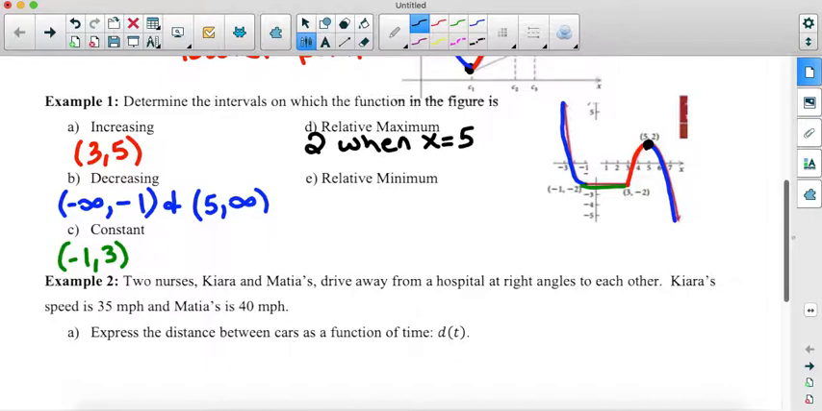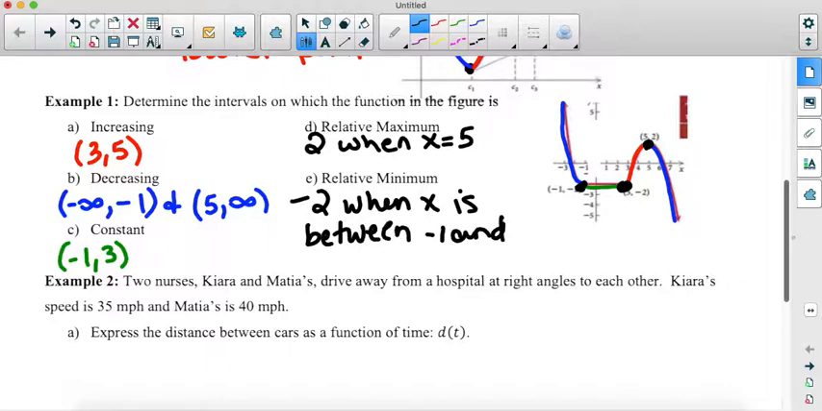The relative min is the lowest point this graph is going to go that we can actually touch. Well, there's kind of two of them, these two values. So I'm going to say his relative min is -2 when x is between -1 and 3. So you're just looking at those highest and lowest points.